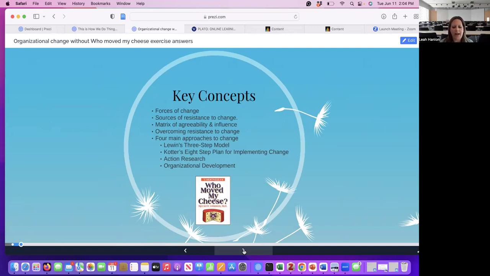Key concepts for today: forces of change, sources of resistance to change, matrix of agreeability and influence, overcoming resistance to change, 4 main approaches to change. We'll go over Lewin's 3-step model, Kotter's 8-step plan for implementing change, what action research is, and organizational development.